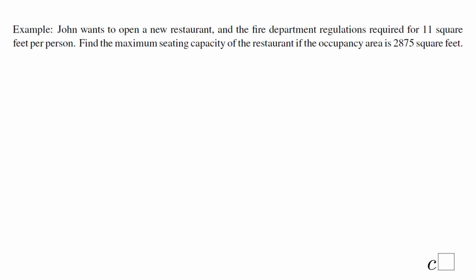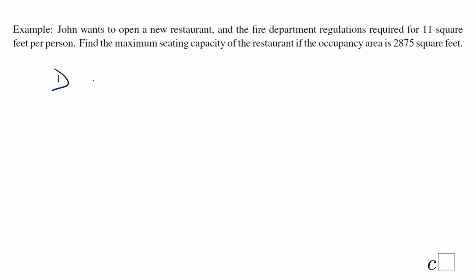In this next problem, we have John who wants to open a new restaurant, and he needs to follow the department regulation, which says require 11 square feet per person, and we need to find the maximum seating capacity if the area of the restaurant is 2,875 square feet.